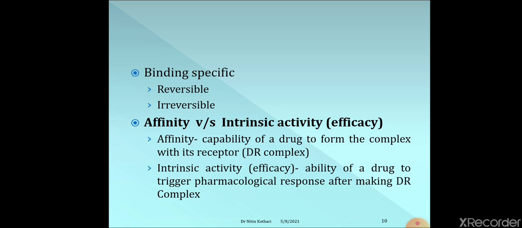What is affinity? Suppose there is a lock, and for a lock there is a key. If the key can enter the keyhole of a lock, and as a result, if it can open the lock, this is the secondary thing.